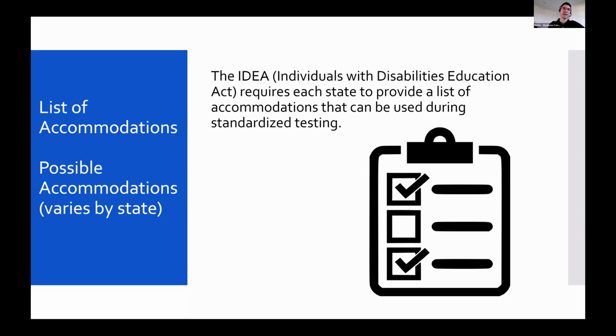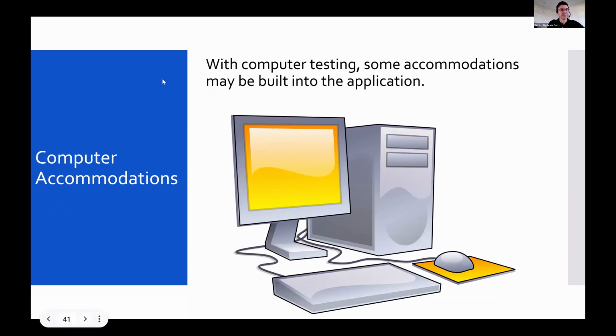And this can be really, really good because you can just take a look at the big list and say, well, my student has these accommodations on their 504 or their IEP. Is this one allowed? Yep, that one is. This one isn't. That one is. And that can help a lot in figuring out which ones are available for use on standardized testing.